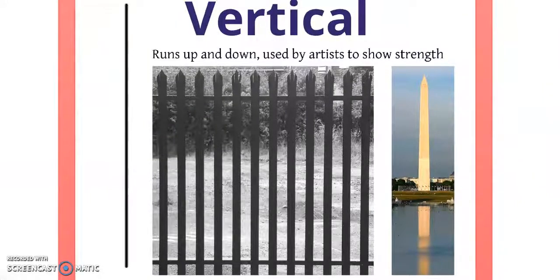Vertical lines are straight lines that run up and down, and they're often used by artists to show strength. So I see a fence that has vertical lines protecting whatever is inside of the fence, and I also see the Washington Monument, which is architecture that's built vertically.